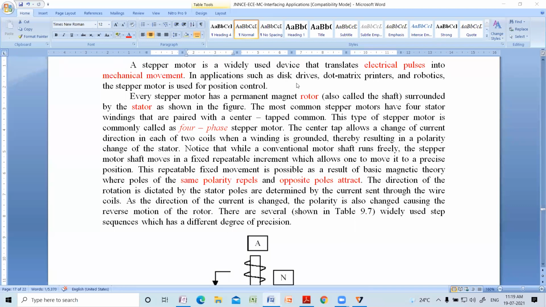The most common stepper motors have 4 stator windings that are paired with a center tapped common. This type of stepper motor is commonly called a 4-phase stepper motor. The center tap allows the change of the current direction in each of the 2 coils when a winding is grounded, thereby resulting in the polarity change of the stator.